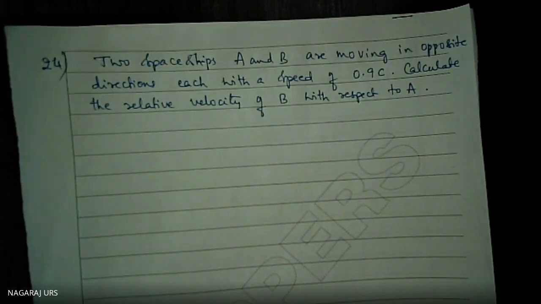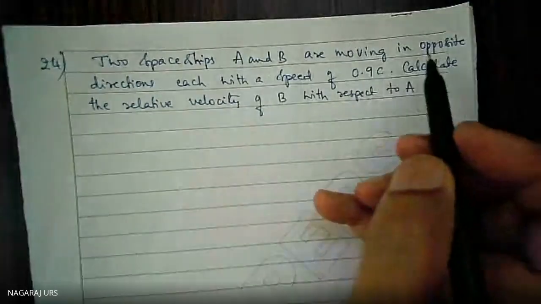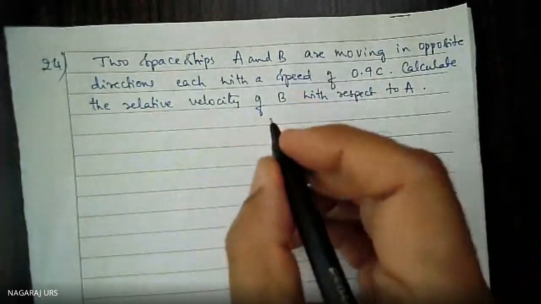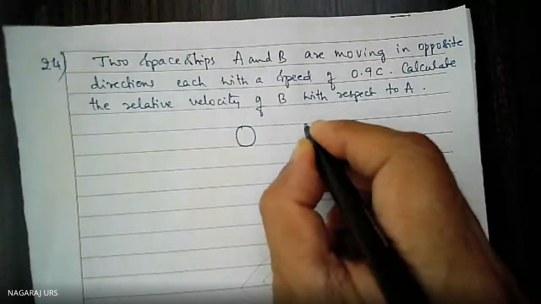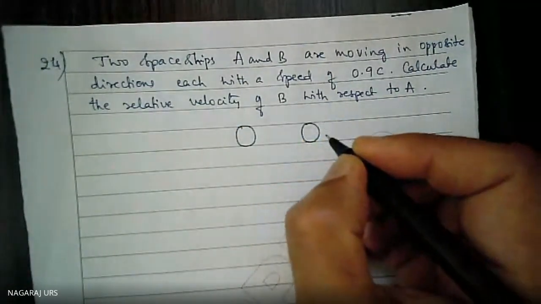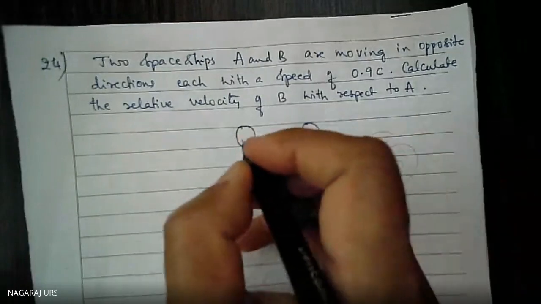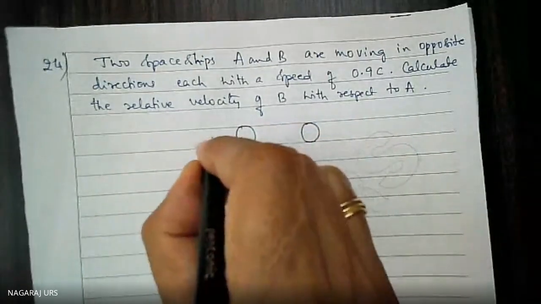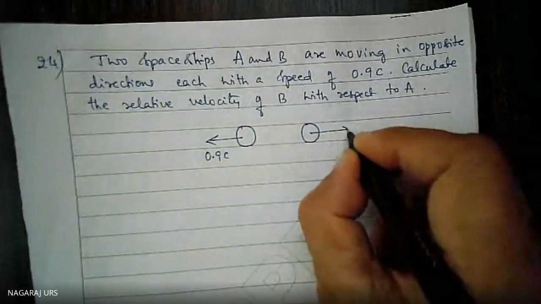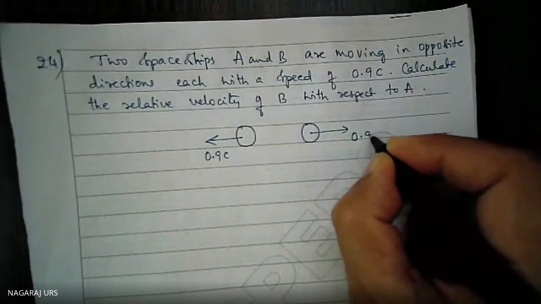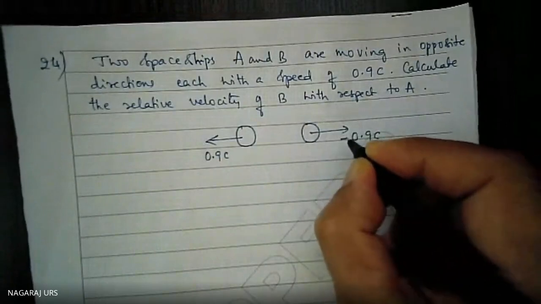Yes, what is the data given here? Two spaceships A and B are moving in opposite directions. There are two spaceships here, one spaceship, another spaceship. They are moving in opposite directions with a speed of 0.9 c. This is moving like this with a speed of 0.9 c, and this is moving like this with a speed of 0.9 c. So with a negative sign here.